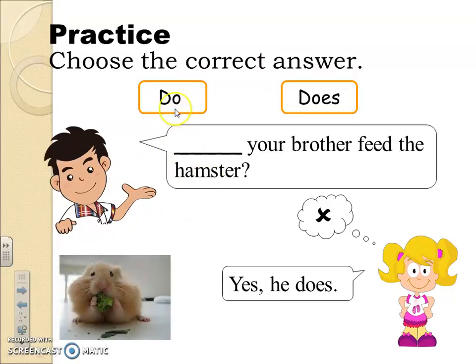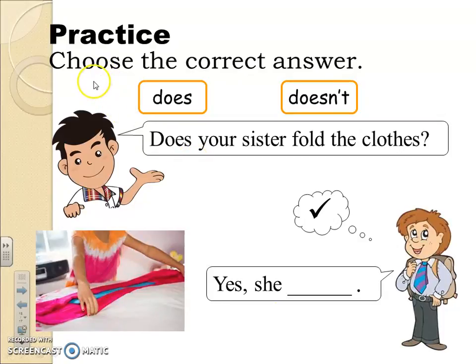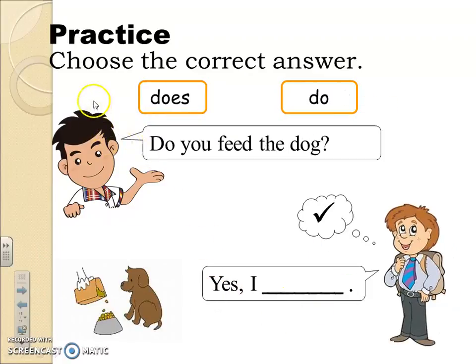Okay, next one. You need to choose the correct answer, do or does. Your brother feed the hamster. Does your brother feed the hamster? And the answer? Yes, he does. Next one. Let's see if you can get this one right. Choose the correct answer from does or doesn't. Does your sister fold the clothes? Yes, she... Do you think it's does or doesn't? Yeah, you're right. It's does. Yes, she does.